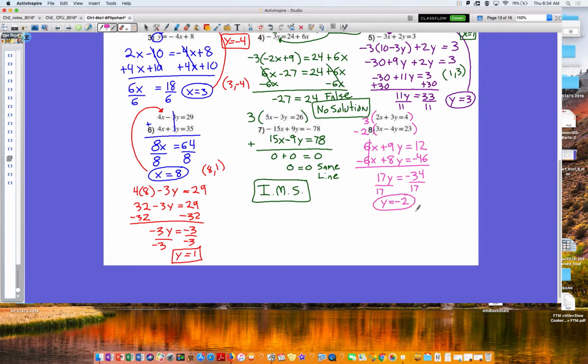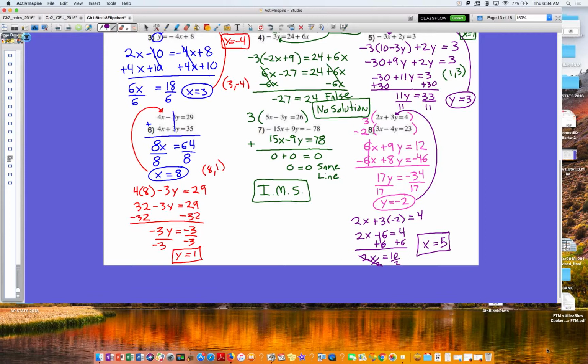So I got my y. Now I just need to get x. So again, we'll plug that value into the equation. Come here and pick one of them. If I pick the first one here, I have 2x plus 3 times negative 2 equals 4. So 2x minus 6 equals 4. Just doing my algebra, add 6. So 2x now equals 10. Divide by 2. Divide by 2. x equals 5.